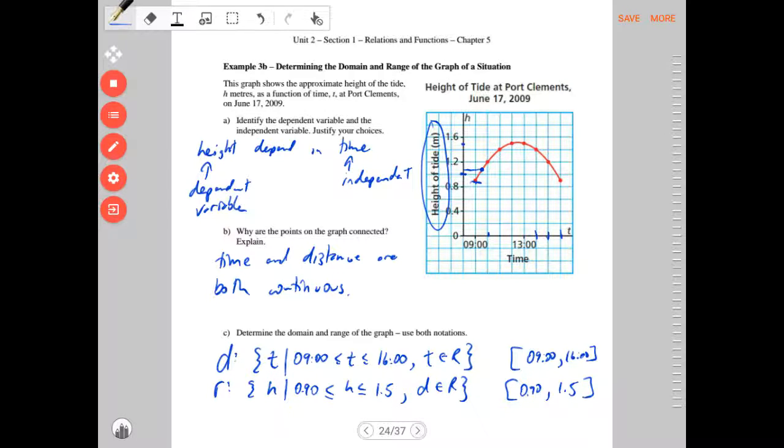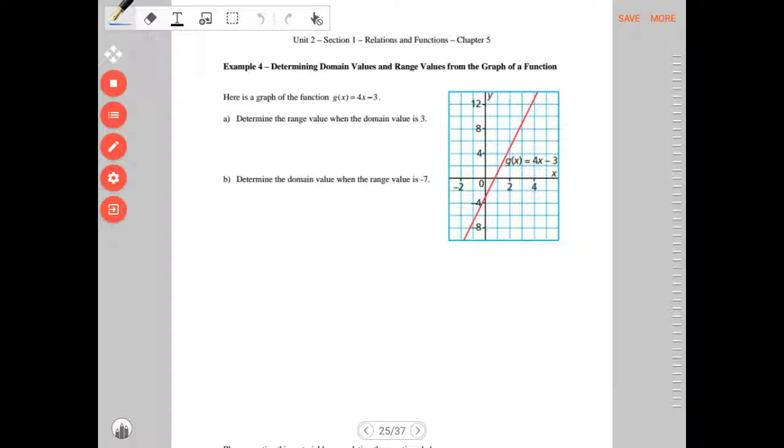And then last one, everybody. I know this has been a long one. I'm sorry. Example 4, determining the domain values and range values from the graph of a function. So here's the graph of g of x equals 4x minus 3. Now remember, g of x is just y, so y equals 4x minus 3. It's the same thing. Determine the range value when the domain value is 3.